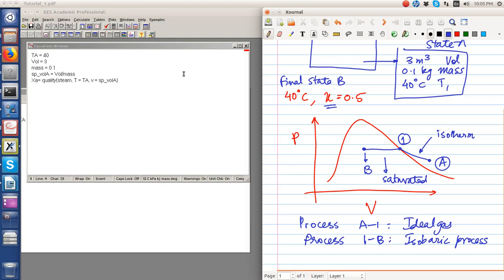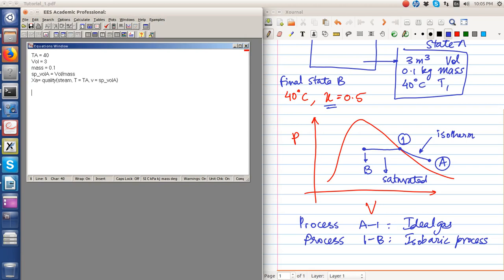So let's proceed. So we find the intermediate state. So this is state A, intermediate state 1, that is equal to T1 is equal to TA, and X1 is equal to 1.0. So the specific volume at 1 is equal to the volume of steam at T equal to T1 and X equal to X1.